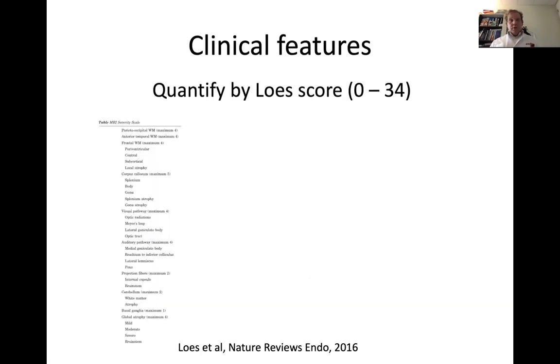So there is a score that was developed by Loes. Oh, I'm sorry, I messed up the reference. It's actually from Loes from 1994, American Journal of Neuroradiology. Loes and co-workers developed a scoring system that is very easy to use to quantify the lesion load in X-linked adrenoleukodystrophy. And that's important for selecting patients that are still eligible for treatment, as we will discuss later.